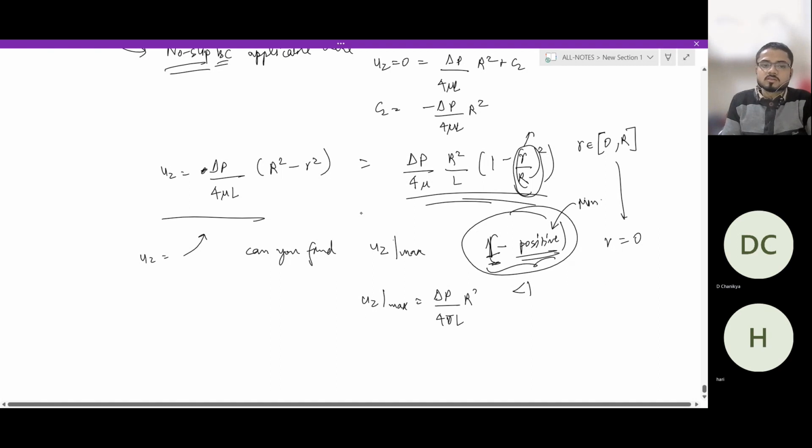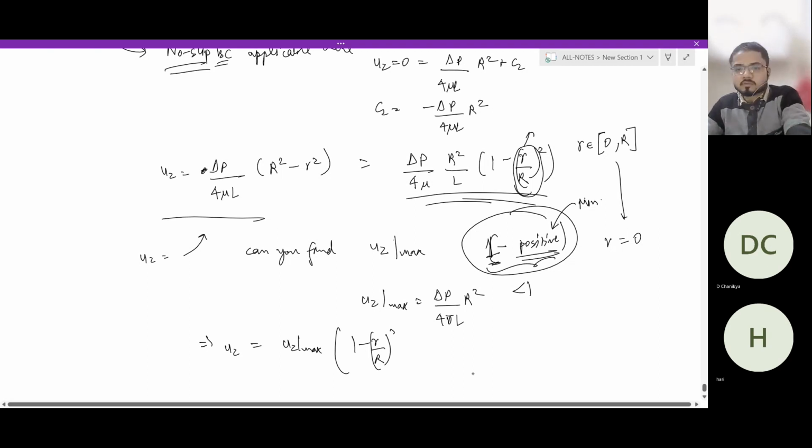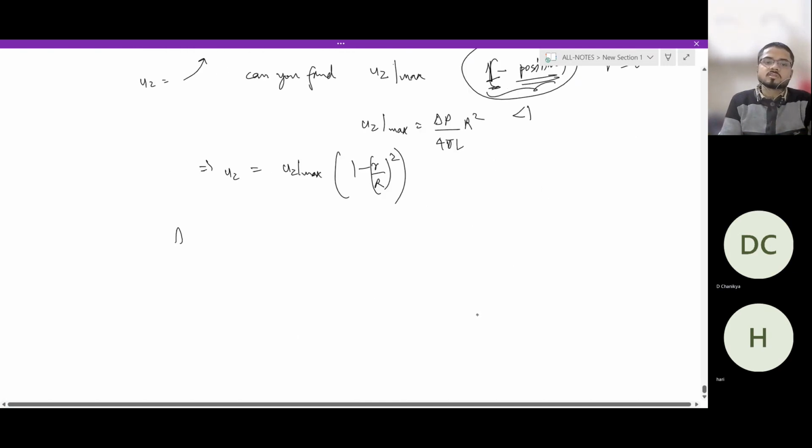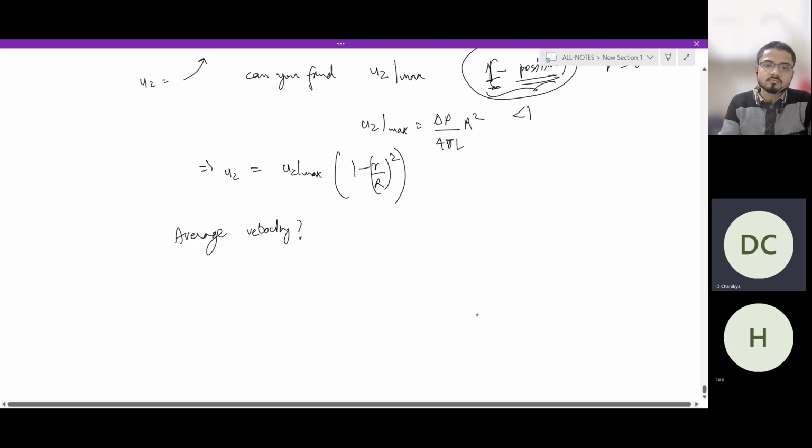So Uz equals Uz max times 1 minus r over R, the whole squared. Good enough, right? Yes. Okay. Now can you find the average velocity? Yes, can you do that?